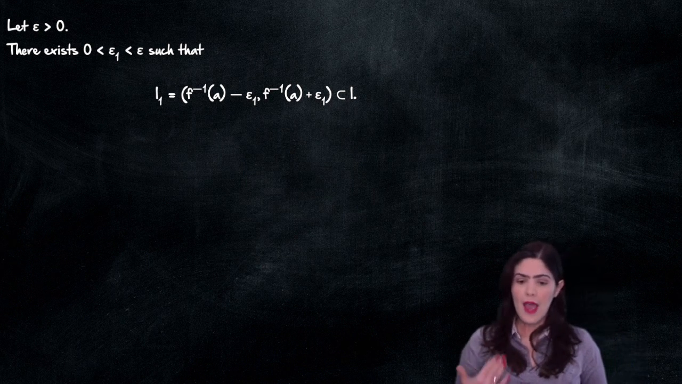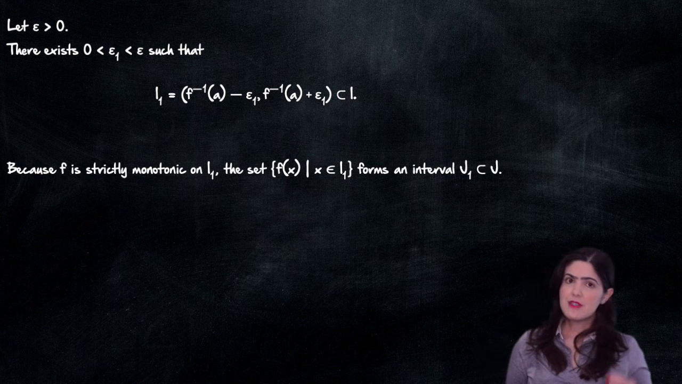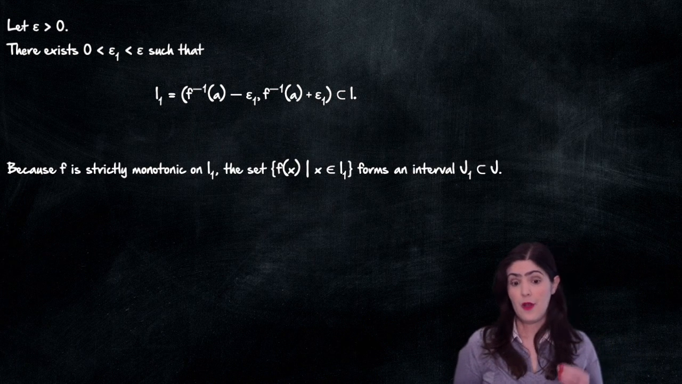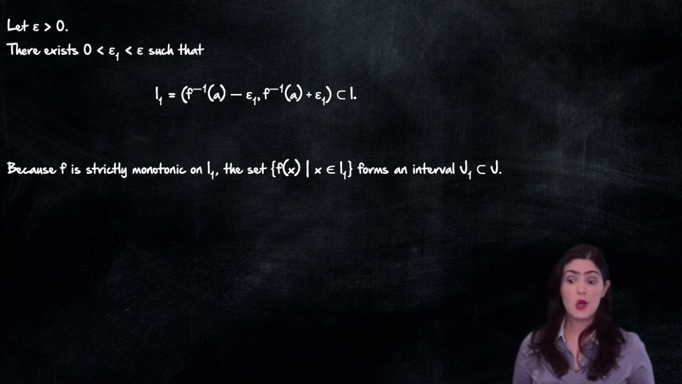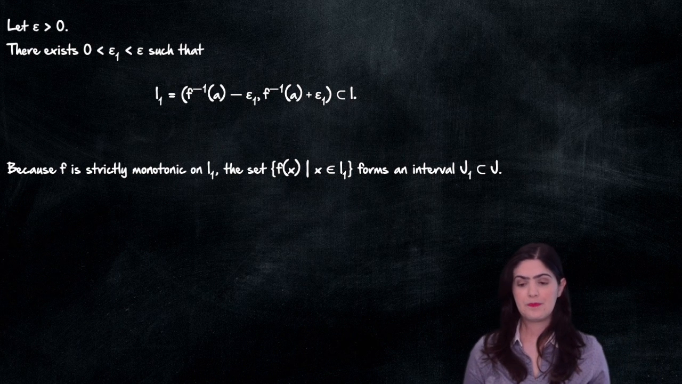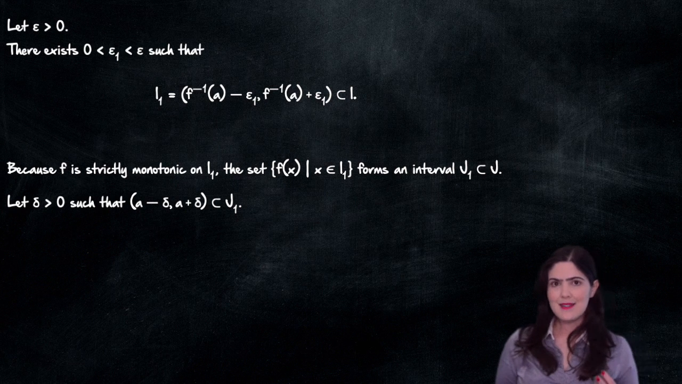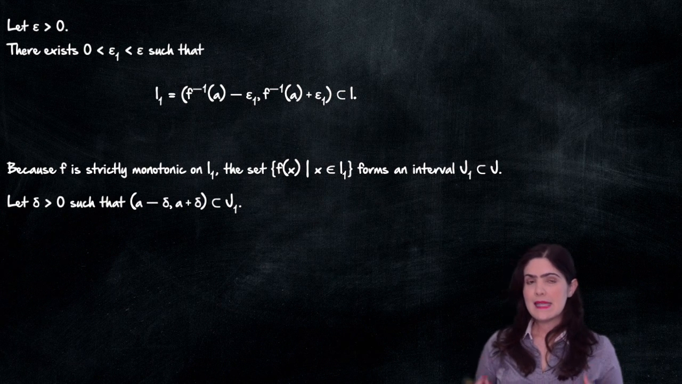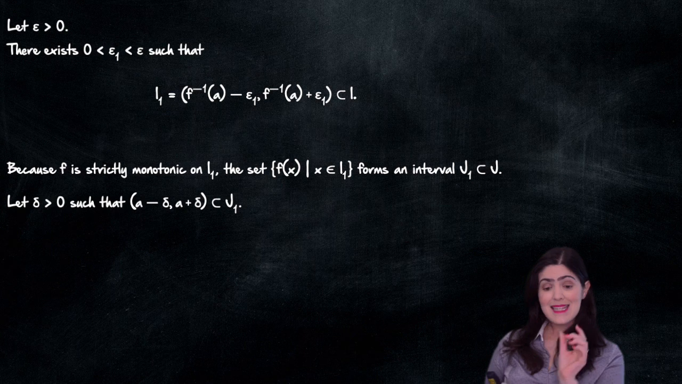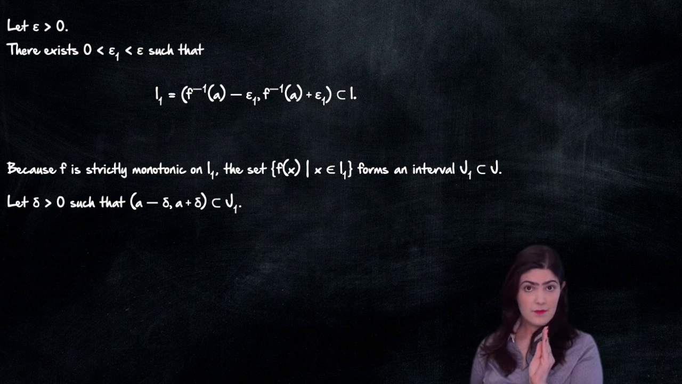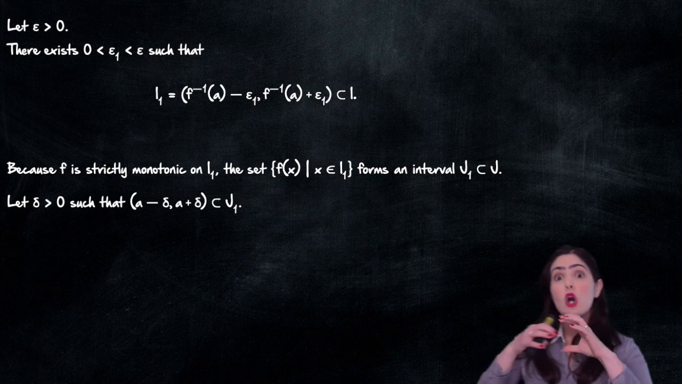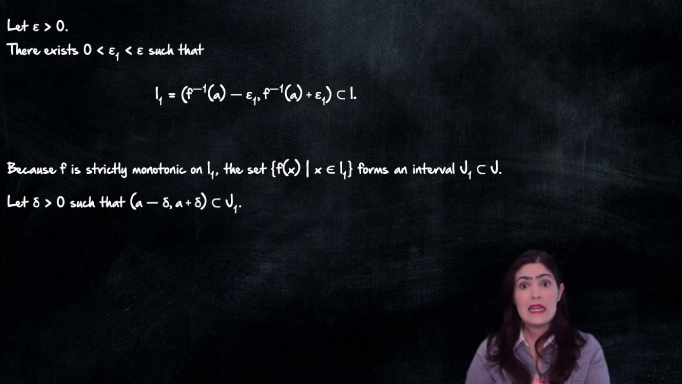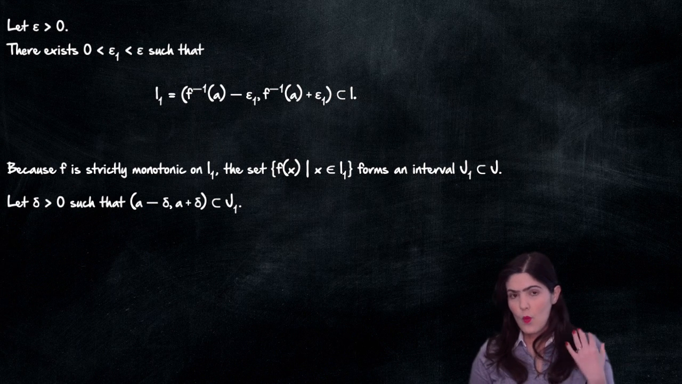Good. Now I have this, and because f is strictly monotonic on the interval I1, its image forms an interval, which we're going to call J1. And we're going to pick a delta small enough such that the interval centered at A of radius delta, so the interval A minus delta to A plus delta, is contained in the interval J1. Why do I do this?